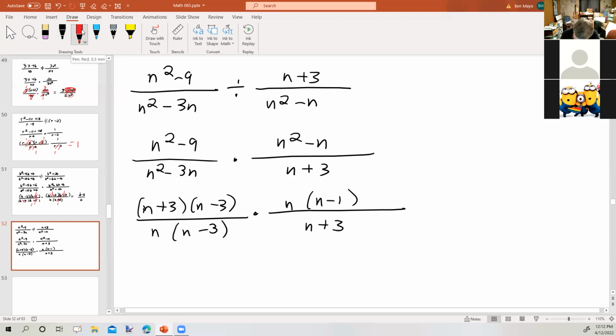Okay. So let's see. We can get rid of an n plus 3. We can get rid of an n minus 3. We can get rid of an n over an n. And what we got left is n minus 1, all over 1, which is just n minus 1.